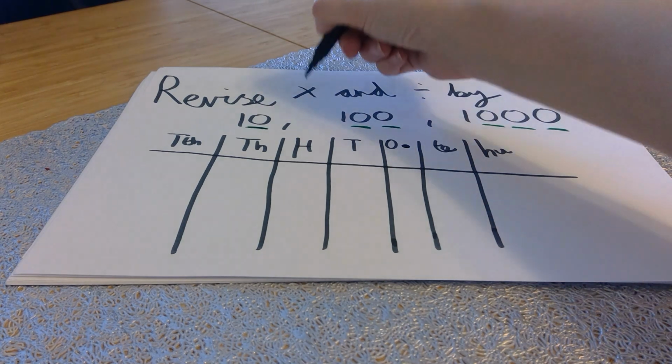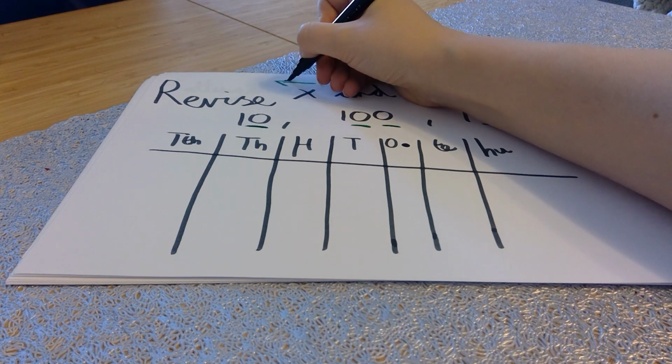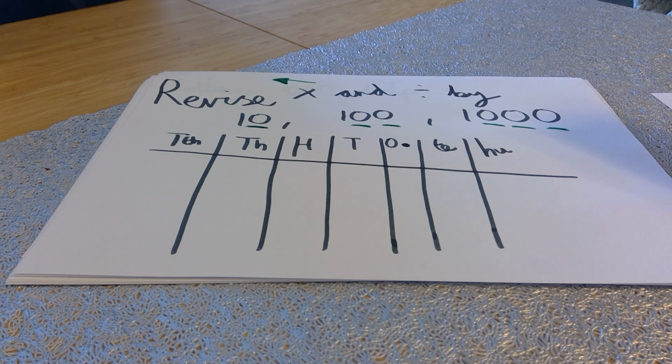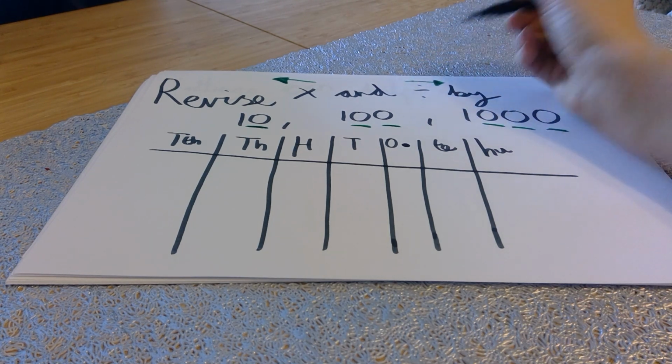Now if I'm multiplying, I'm making the number bigger. So I'm going to move the numbers up the place value columns. And if I'm dividing, I'm making the number smaller. So I'm going to move them down the place value columns.